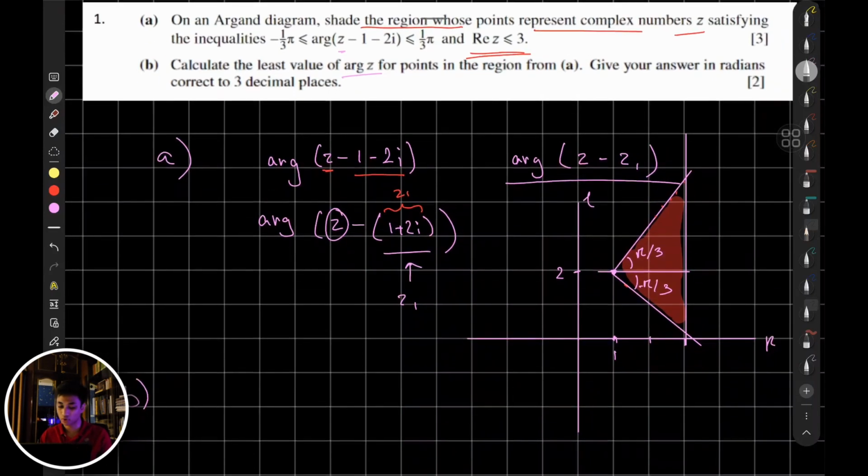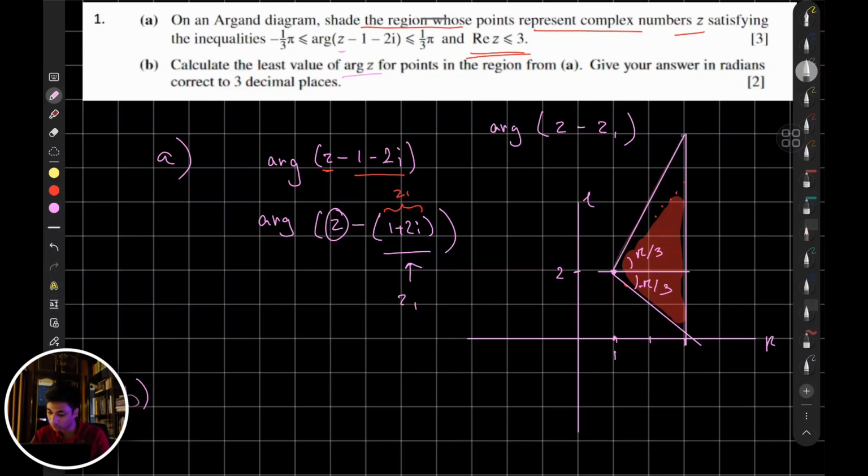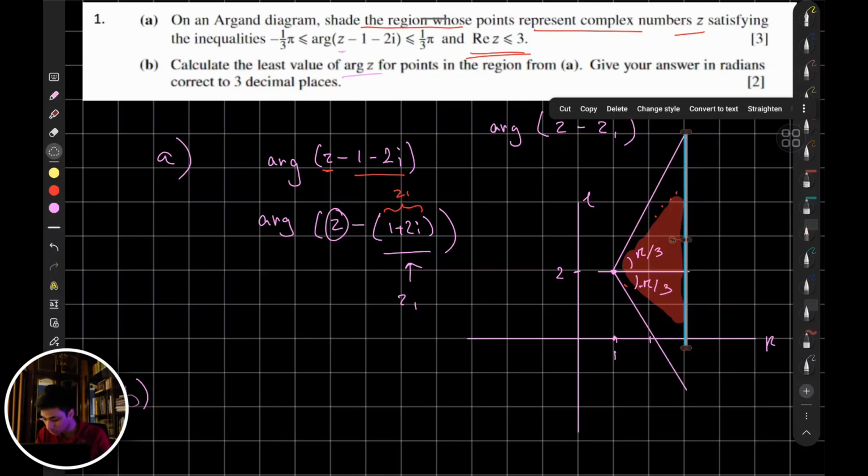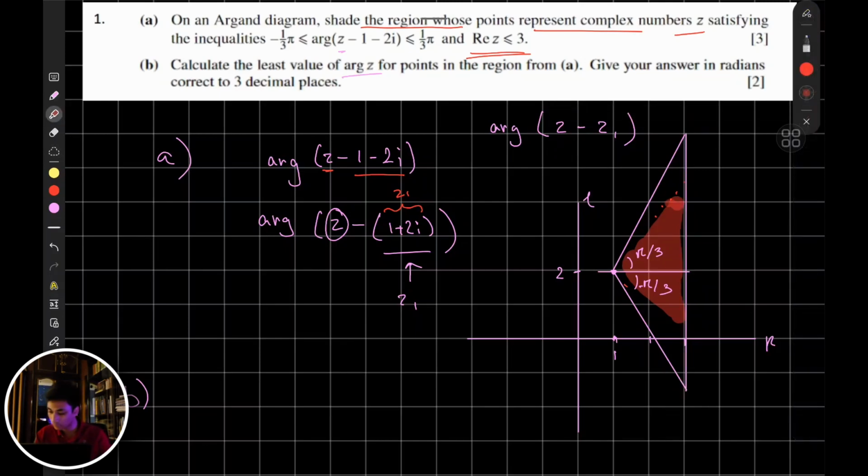Oh, by the way, my drawing is a bit off. It's supposed to be longer. It's supposed to be a bit longer, sorry. So it's supposed to be like this.